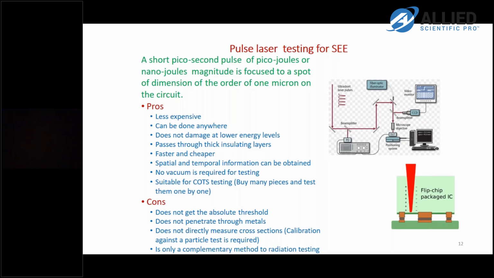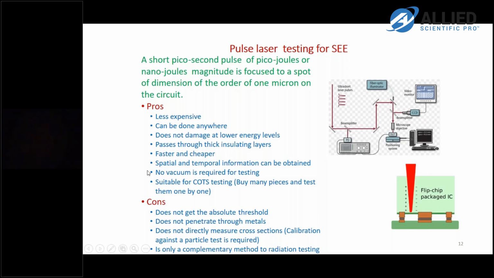It does not damage the circuit at the lower energy levels, and it also passes through the thick insulating layer. Remember, we already explained that the charged particle cannot go through the die. In this case, the laser can go through the die, but it cannot go through the metal.